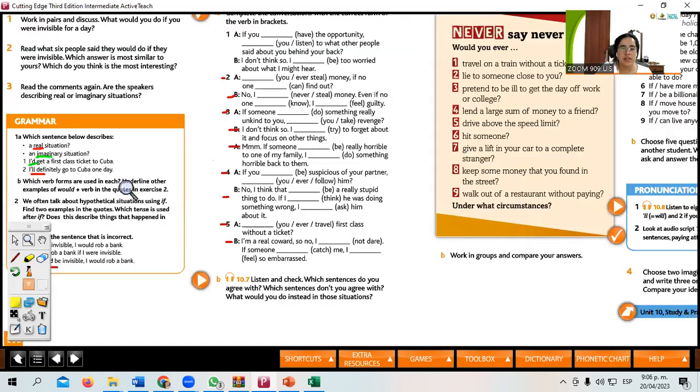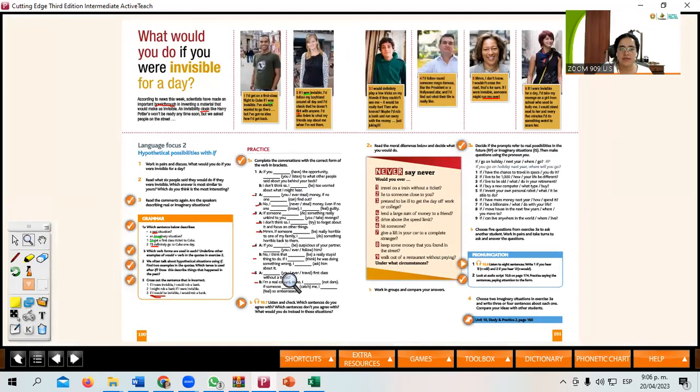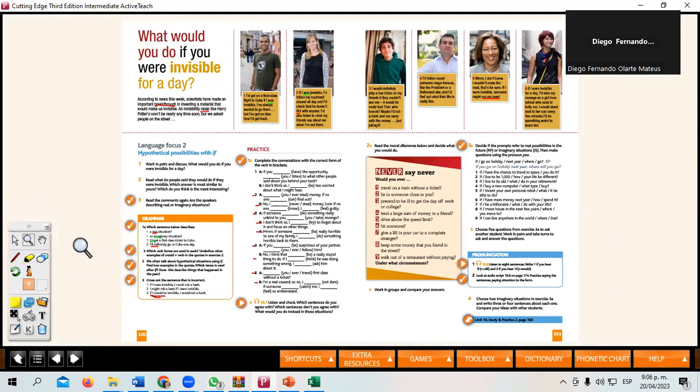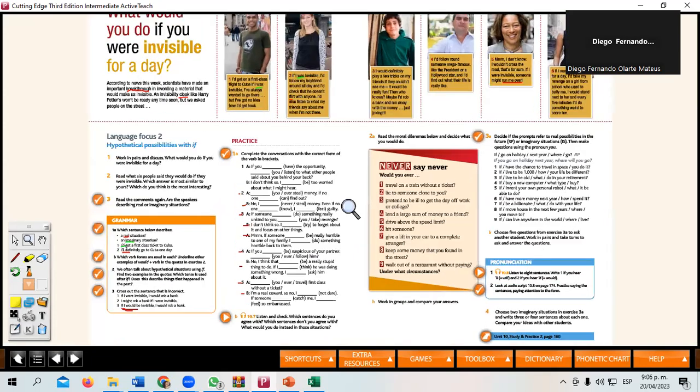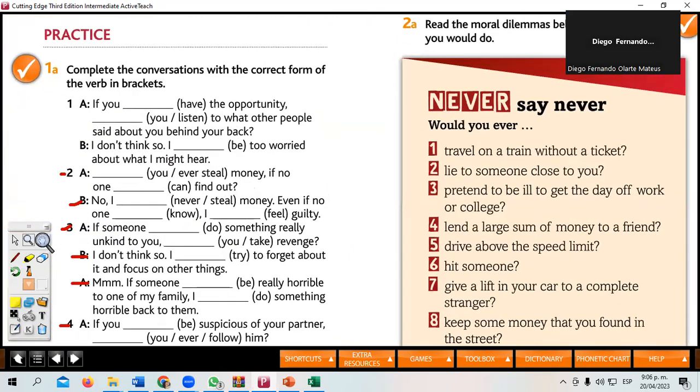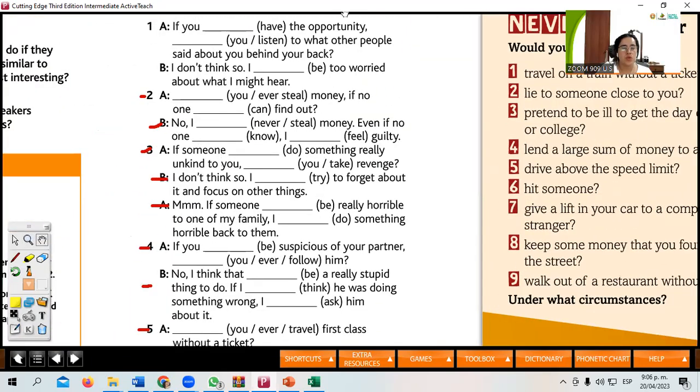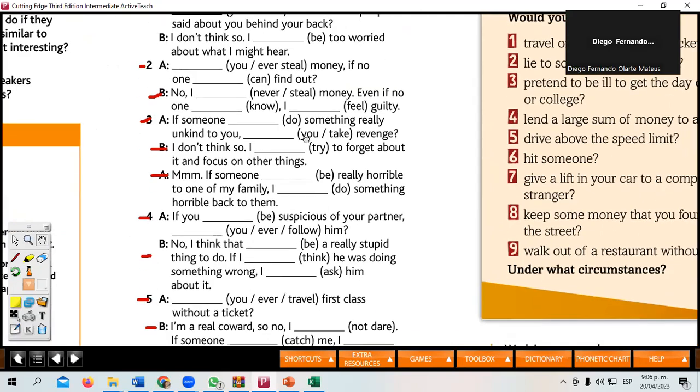Good. Any questions about this exercise? Yes, teacher. When we use would after if, we need to use would again. If we use would after if, I don't understand. Like number 5.